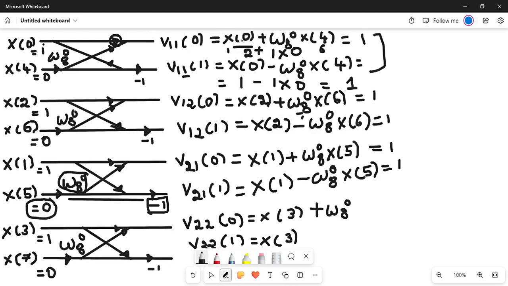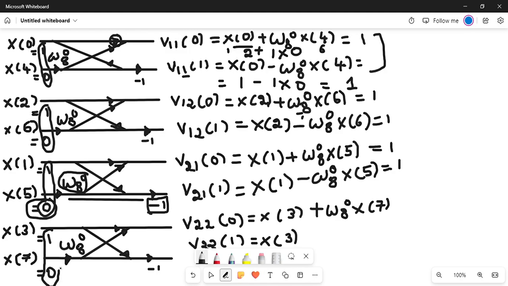Here I have put x of 0 and x of 4; instead of that you put x of 2 and x of 6 here, x of 1 and x of 5 here, x of 3 and x of 7 here. Like that you will do the same, but here all the values are 1, 1, 1, 1 because our input is 1 and 0. See, this is also 1 and 0, here is my 1 and 0, and here is also my 1 and 0.